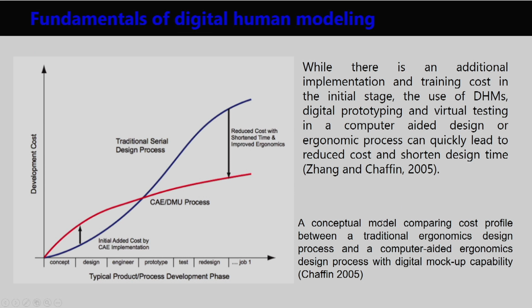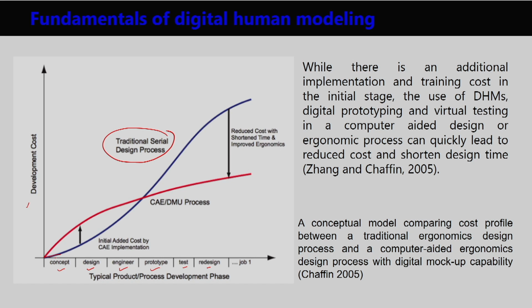Now, in continuation to the importance of digital human modeling, if we look at this particular graph, on the x axis it is represented concept, design, engineering, prototyping, test, redesign. These are the various typical product and process development phases. On the other hand, on the y axis it is shown development cost, that is how much cost is involved for that particular developmental phase. Now, if we look at the blue graph, that is the initial one, it is related to the traditional or serial design process using real human trial, real physical mockup or real prototype.